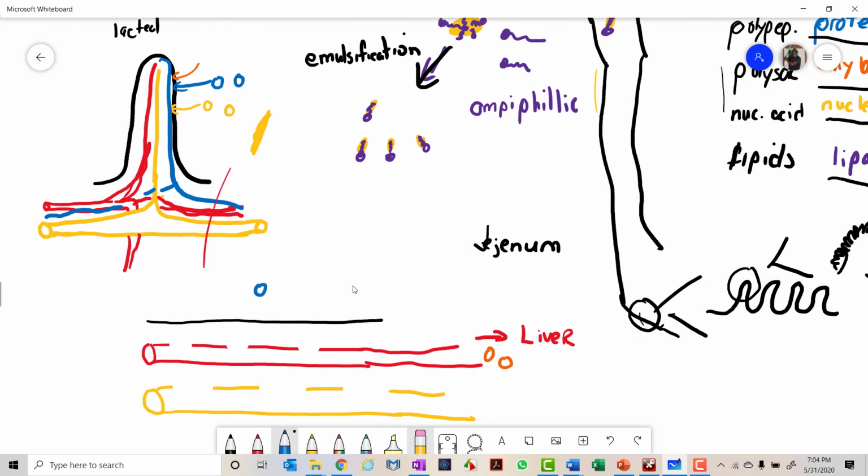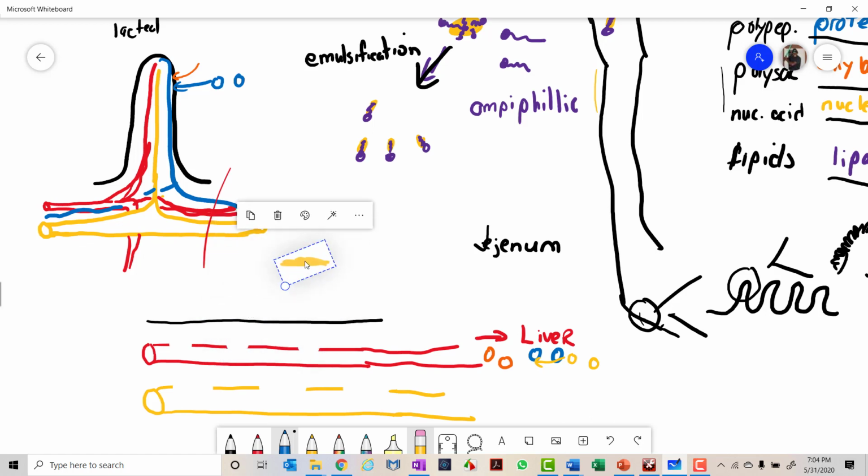Okay, so let's take my amino acids. My amino acids are small enough to fit. So they go through these pores and they get carried off to the liver. They're gone as well. And then finally, my nucleotides are also small enough to fit through here, and they get carried off as well. But the fat is too big. It won't fit into that hole. That hole is too small for it.